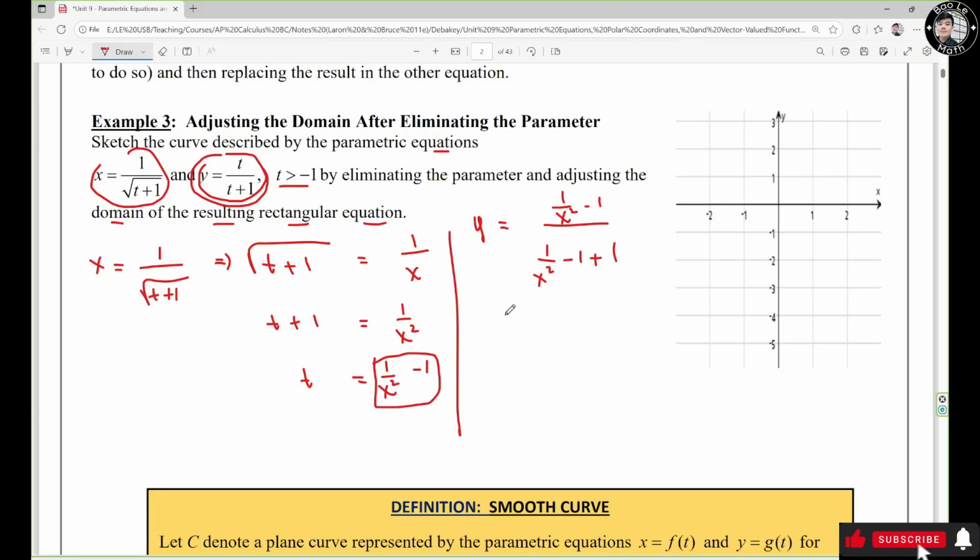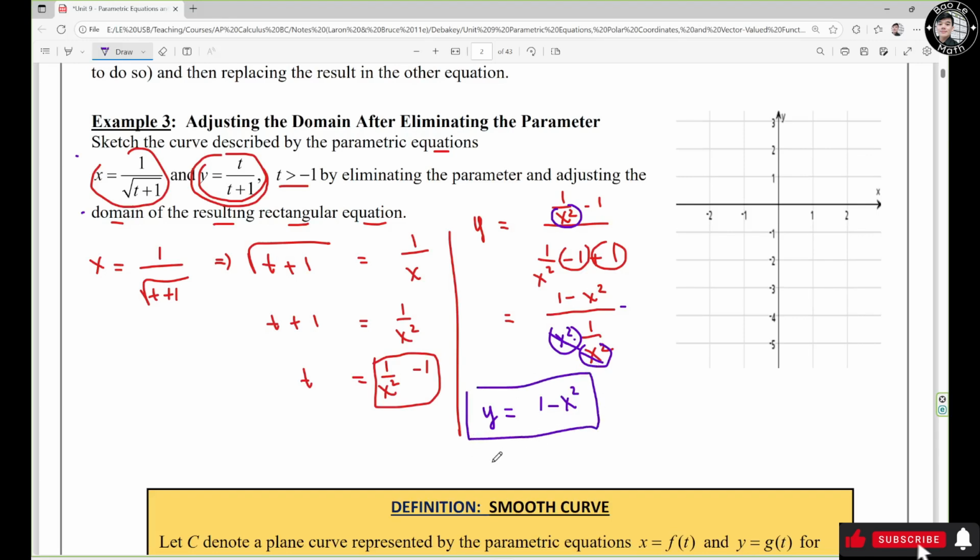So this 1 right here can be written as x squared over x squared. So I have 1 minus x squared over x squared, and over negative 1 plus 1, the negative 1 and 1 cancel out. I have 1 over x squared left. Now since I have x squared left right here, I need to bring it to the bottom, so it can be x squared right here. So this guy and this guy cancel out. So the answer is 1 minus x squared. This one is the y value, so y equals 1 minus x squared.